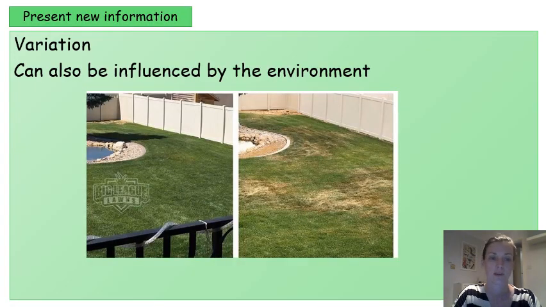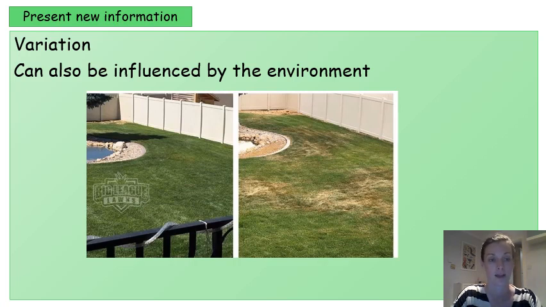So it's important to remember that variation isn't always caused by genetics. Variation can also be influenced by the environment. As you can see here, of these 2 lawns, one has been affected by drought and is a completely different colour, and the one on the left has been in an environment which most likely had plenty of water on it.